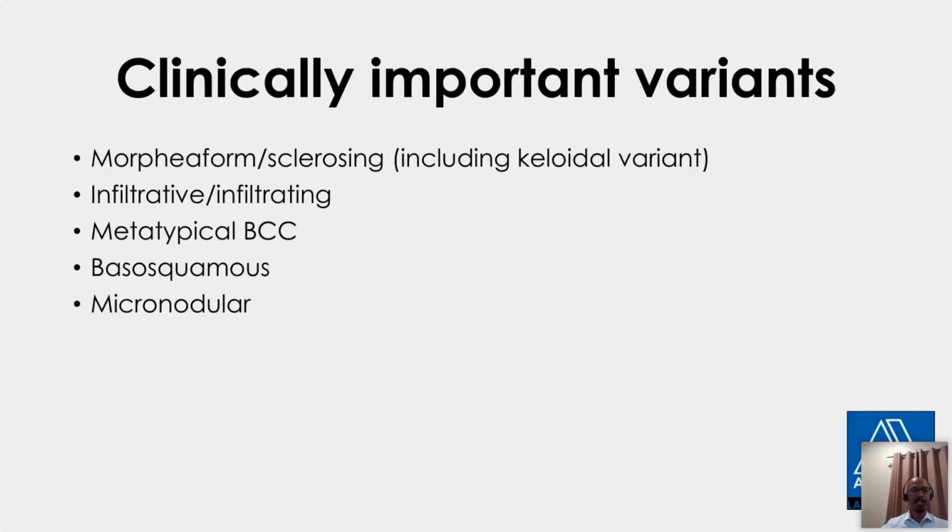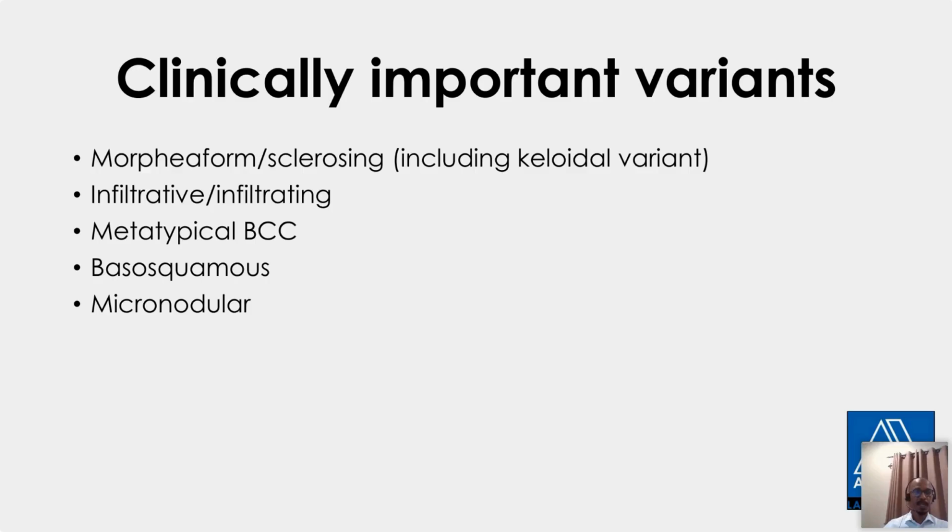The clinically important variants are morphiform or sclerosing basal cell carcinoma, including the keloidal variant, and infiltrative or rather infiltrating basal cell carcinoma. I just want to make a point here that people often confuse invasive BCC with infiltrating or infiltrative BCC, and the two are not synonymous. Infiltrative or infiltrating BCC is a distinct morphologic variant of BCC, which has a higher rate of recurrence. So it's not just BCC NOS that's invading the dermis.